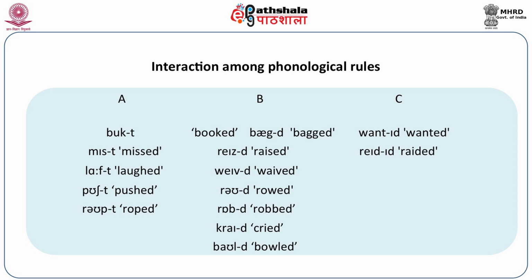So either we say that E is deleted in the columns A and B before t, d in A and B, or we say that E is inserted in C. The underlying form is either T or D, and then there is insertion. And the second phenomenon to be taken into account is either voicing or devoicing. We either assume that d is devoiced to t, or we assume that t is voiced to d.